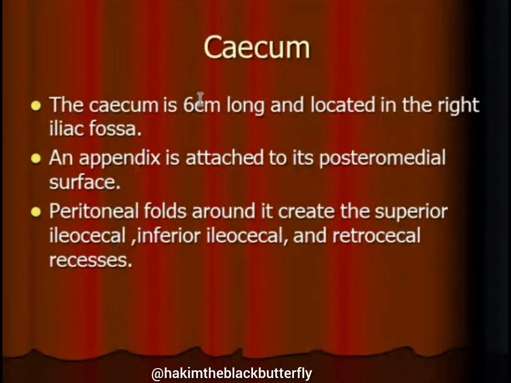So this bullet is talking about the length, the region of the abdominal wall where it is located, the root and where it is attached, and the peritoneal folds creating potential spaces known as recesses.